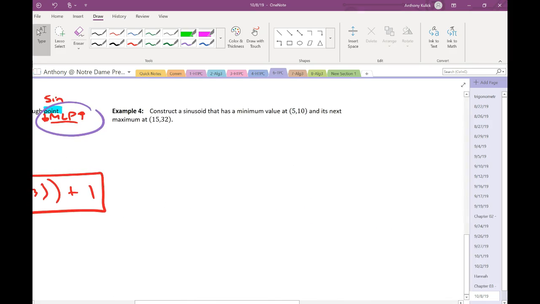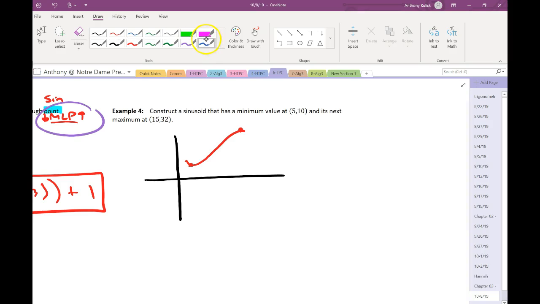Number 4 is a bit more challenging. Here we're told that we have a sinusoid that has a minimum value at (5, 10), and the next maximum is at (15, 32). So I'm going to start by just sketching a little bit of a picture. So here's my minimum, and here's my next maximum.